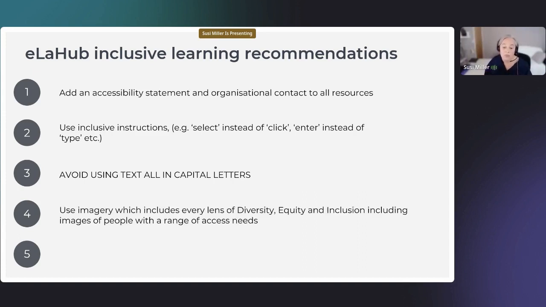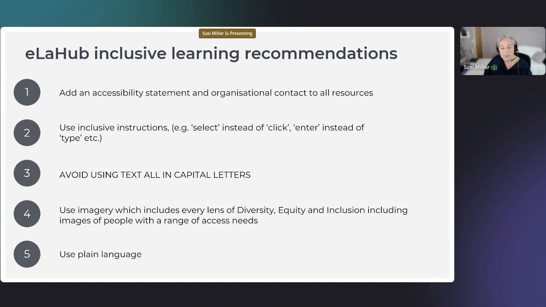Another very common recommendation we make is that organizations use imagery, which includes every lens of DE&I, and that means including people with a range of disabilities and access needs, not just the one token stock image of someone in a wheelchair that we often see in our audits. And finally, using plain language.